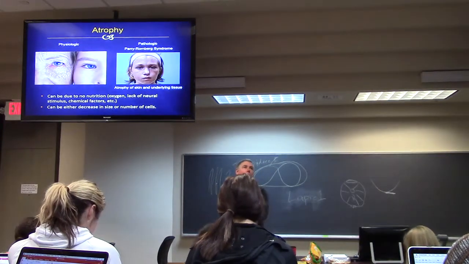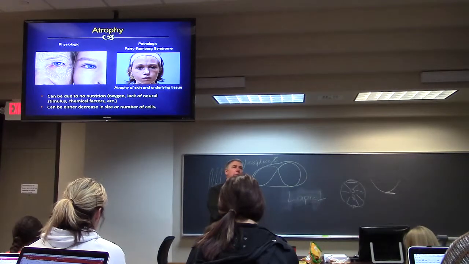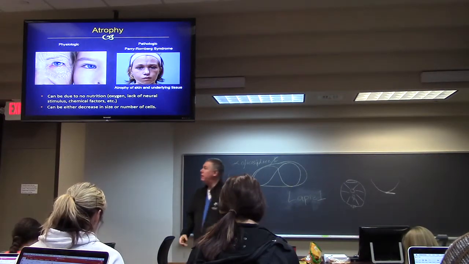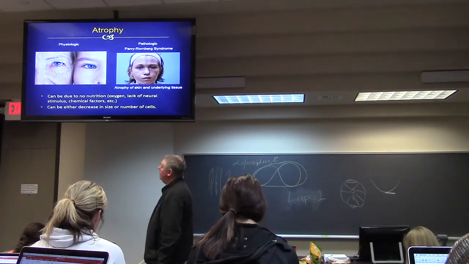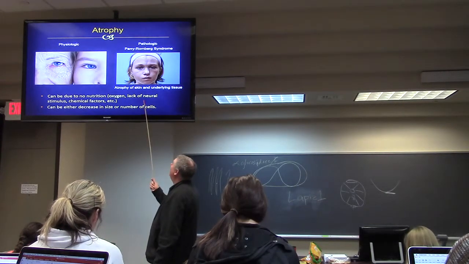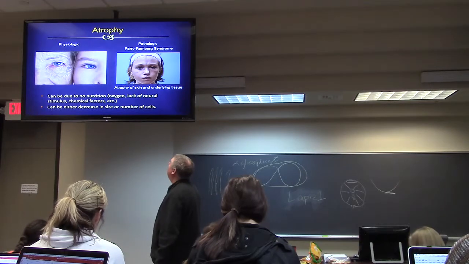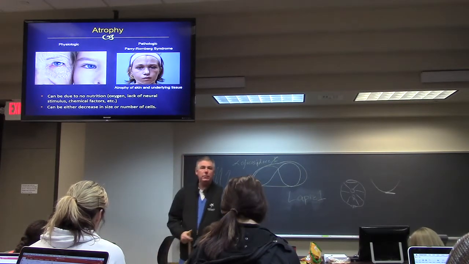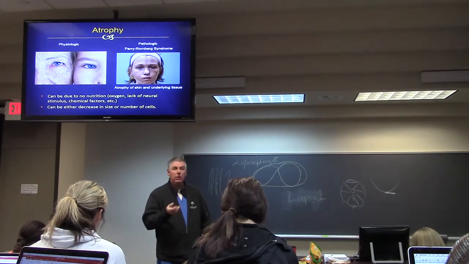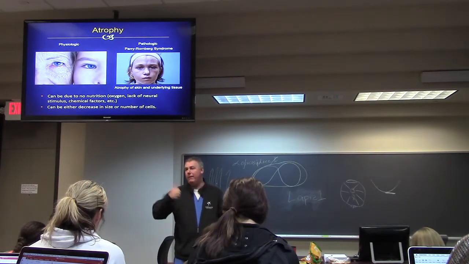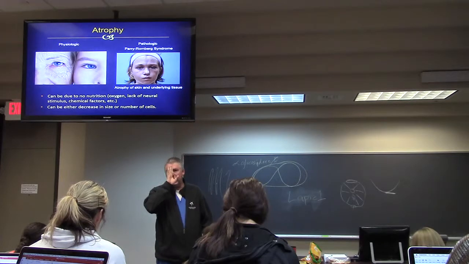Atrophy, loss of cells. It can be physiologic or pathologic. Physiologic would be something like aging, and I'll give you some other physiologic examples. Pathologic could be this Parry-Romberg syndrome here. It's an oddest syndrome. It's the loss of the subcutaneous tissues, the muscle, the bone, everything, in half of the face. It's exactly half of the face.